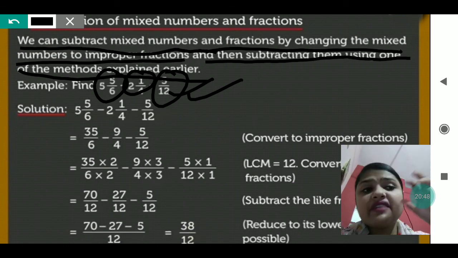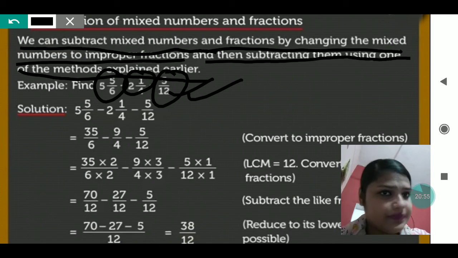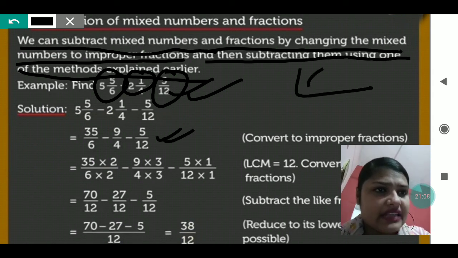So the numbers which are given in mixed fraction, only those we will convert. That means 5 into 6 is 30 plus 5 is 35 by 6. 2 into 4 is 8 plus 1 is 9 by 4. And 5 by 12 is already given in proper fraction, so no need to convert it. Now we are having different denominators. What we will do, we will find the LCM.